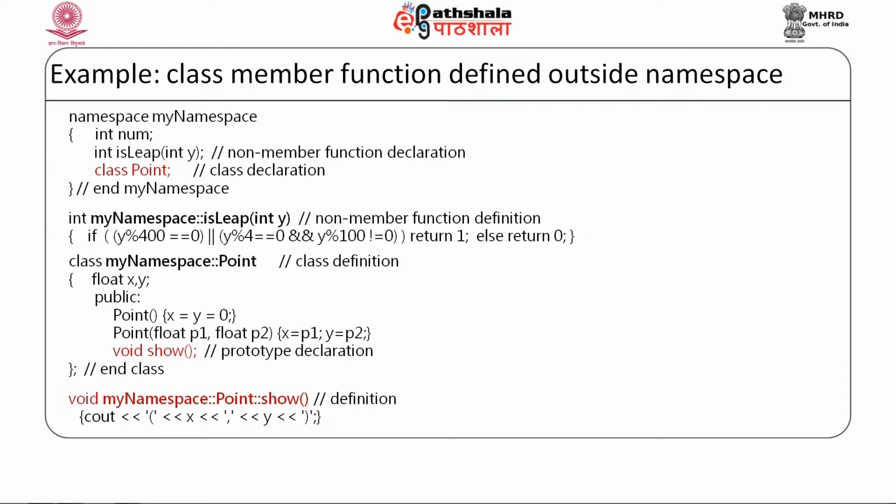Now, this is the example where the class member is defined outside the namespace. So, we can see void show, which is the third in the class, which is just declared as a prototype declaration in the class, and while defining it outside the class it is not just Point::show, but it is with the namespace also. So, the fully qualified name will be MyNamespace::Point::show. So, this way we can define the class methods outside the class.